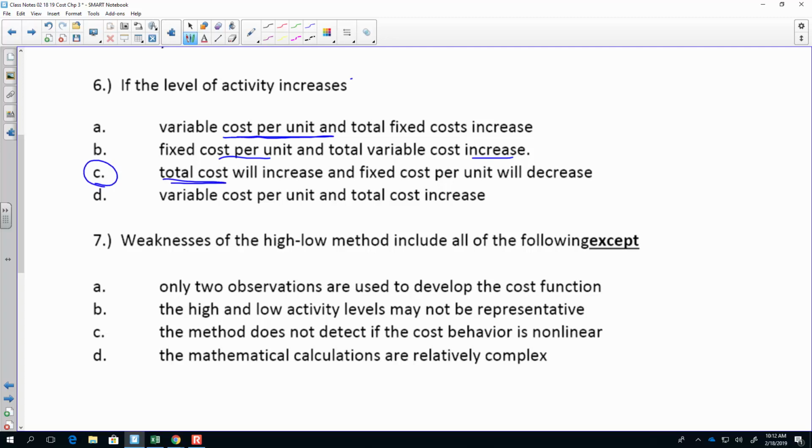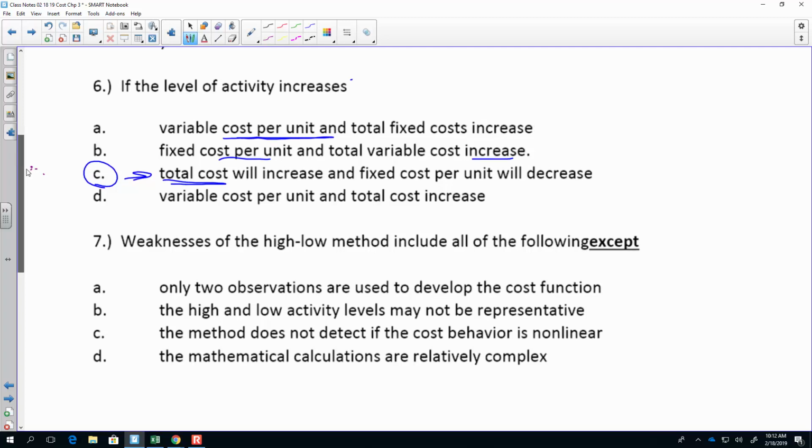What is meant by total cost? This is a tough question. What is meant by total cost? Both fixed and variable. Yes. So if my activity level goes up, my fixed costs don't change, but what does change? My variable cost total changes, in total. So this is tricky. This is like the test.